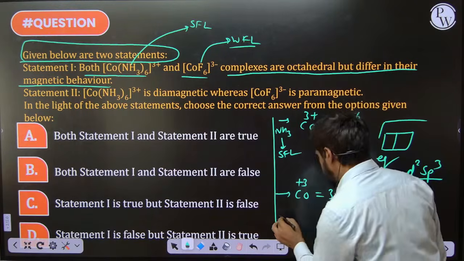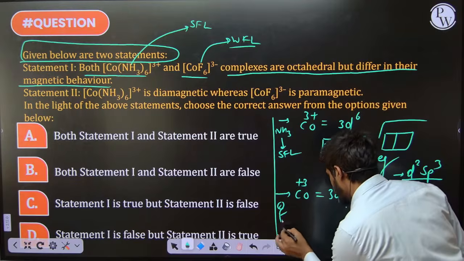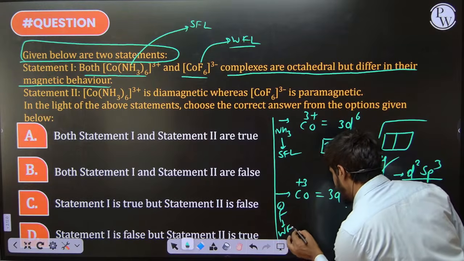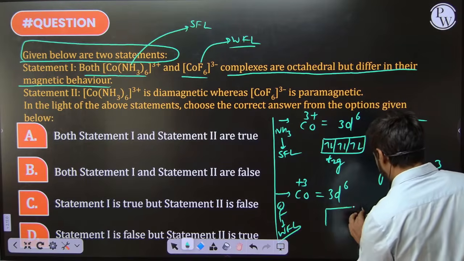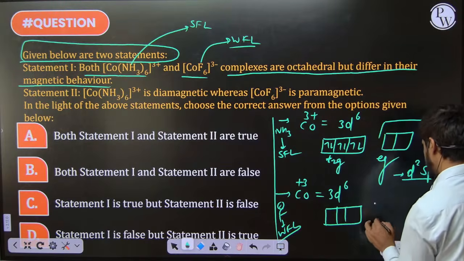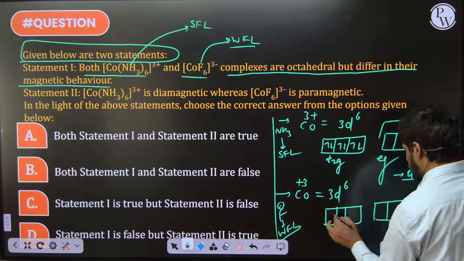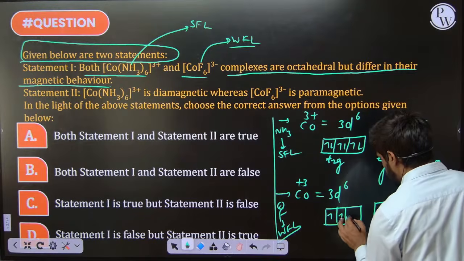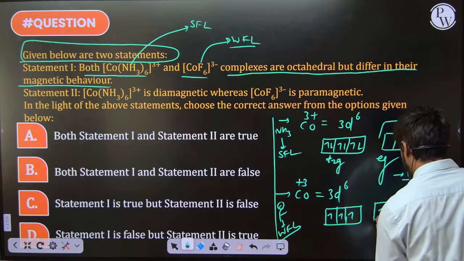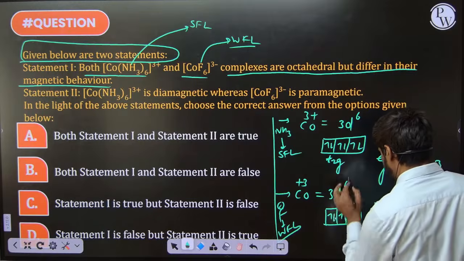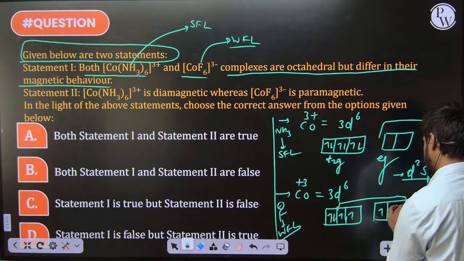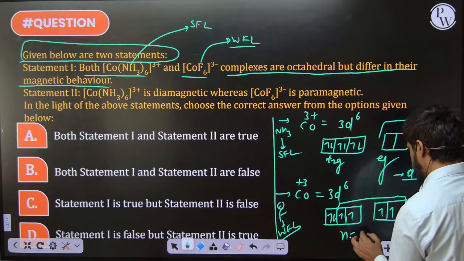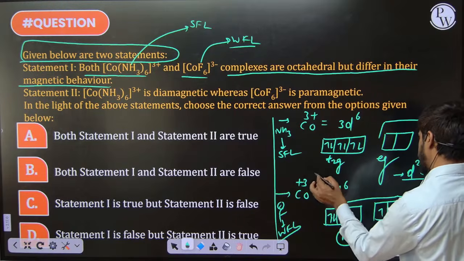Now in the case of fluoride, we know it is a weak field ligand. As it is a weak field ligand, the pairing will not occur. Pairing will not occur, and the 6 electrons will be filled like this, 5 electrons, then 6. So how many unpaired electrons are we getting? The n value is 4. Here the unpaired electrons are 0.